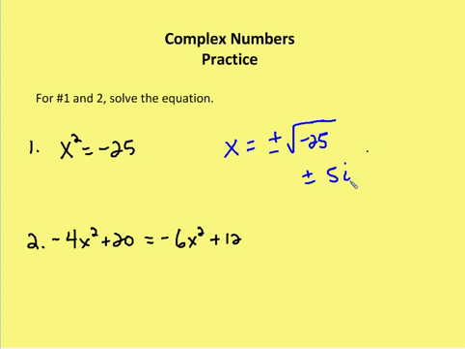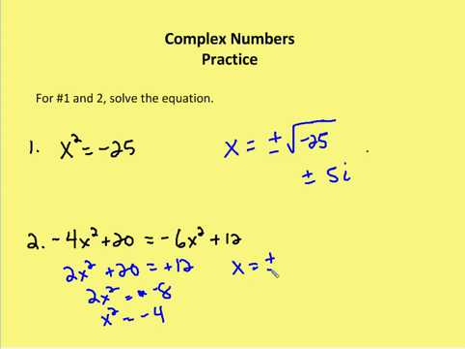All right, second problem, I have negative 4x squared plus 20 is equal to negative 6x squared plus 12. Again, my strategy is to isolate the x value. I'm going to add 6x squared to both sides, and I get 2x squared plus 20 is equal to 12. I subtract 20 from both sides. I get 2x squared is equal to negative 8. I divide by 2. I get x squared is equal to negative 4. I take the square root of both sides.